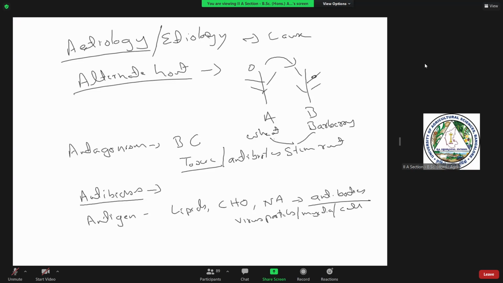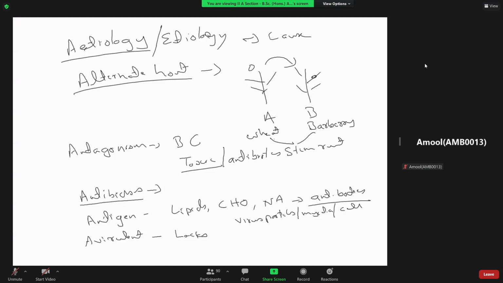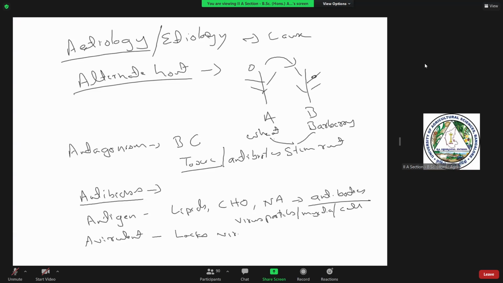And often we use a term called avirulent. We often use the terms virulent and avirulent strain. An avirulent strain is a strain of a pathogen which lacks virulence, or vigor, basically.